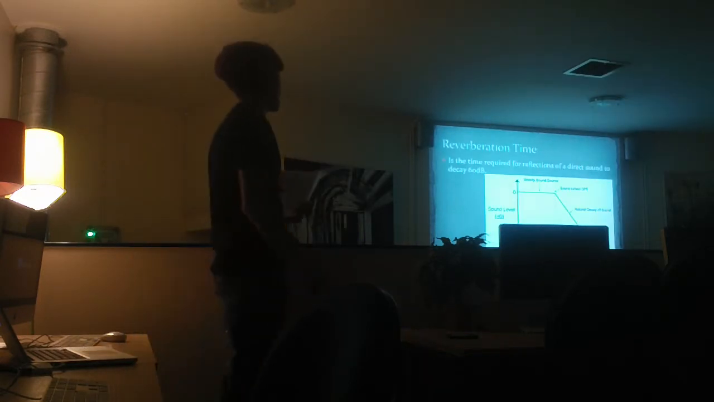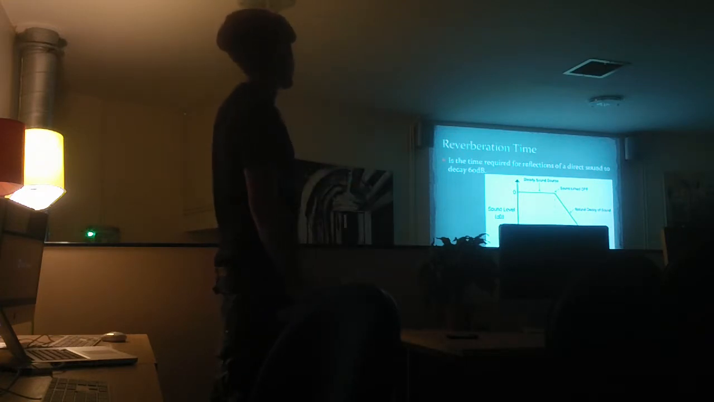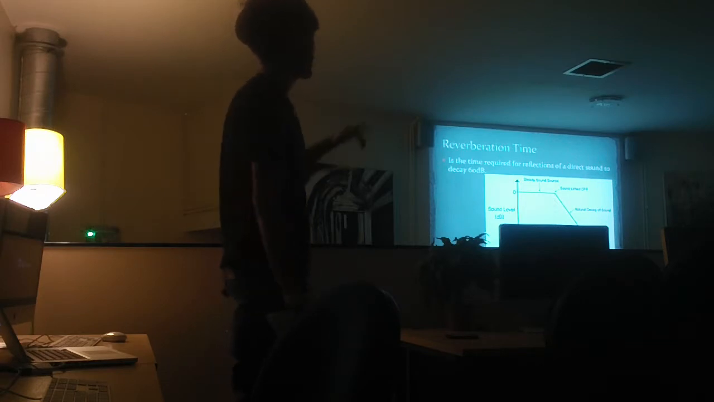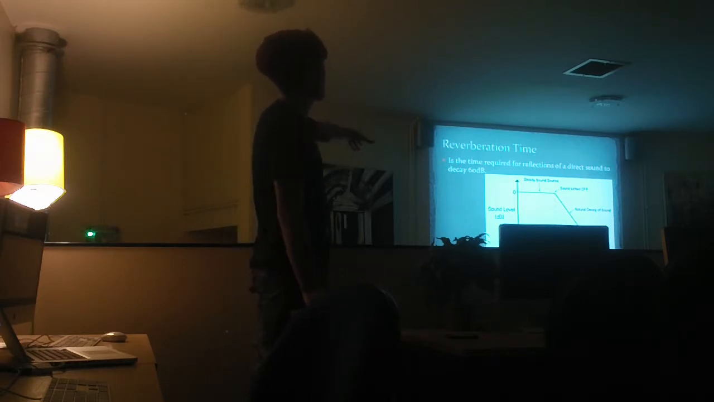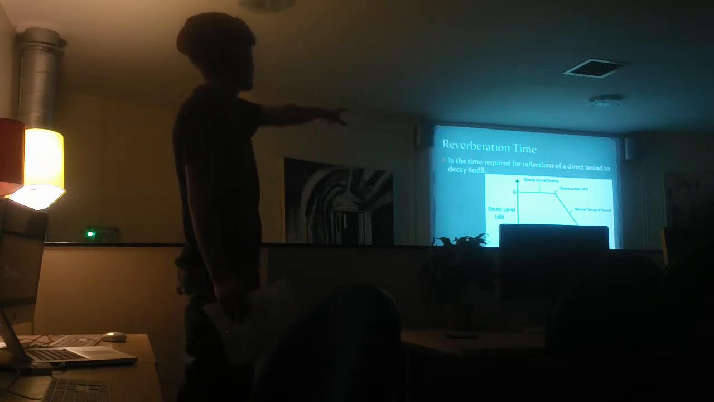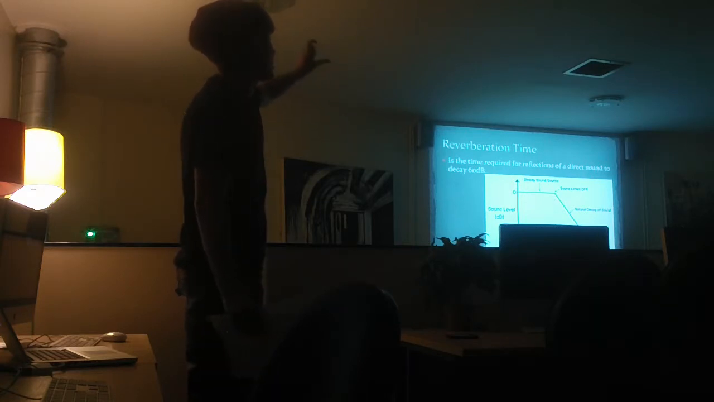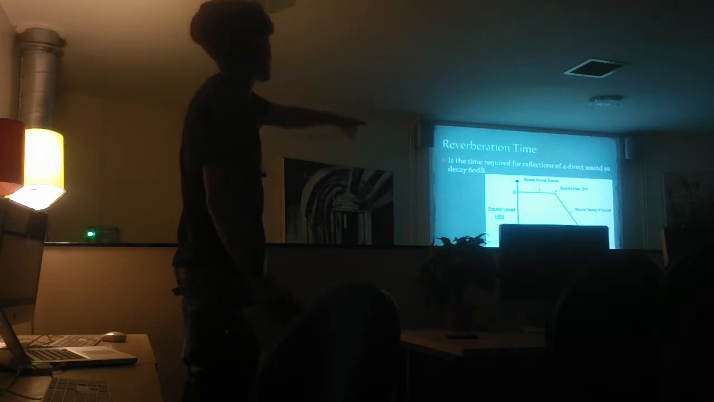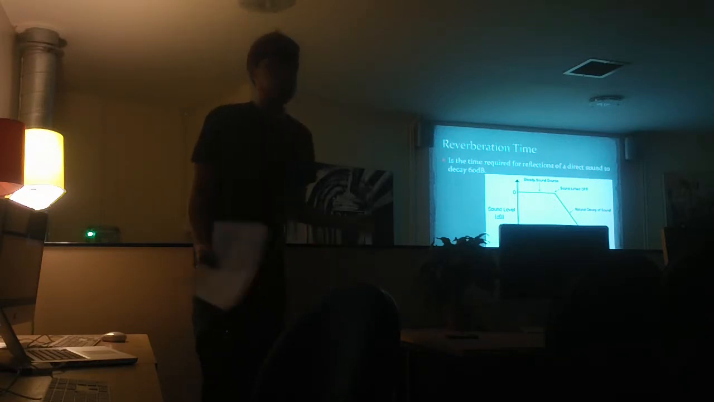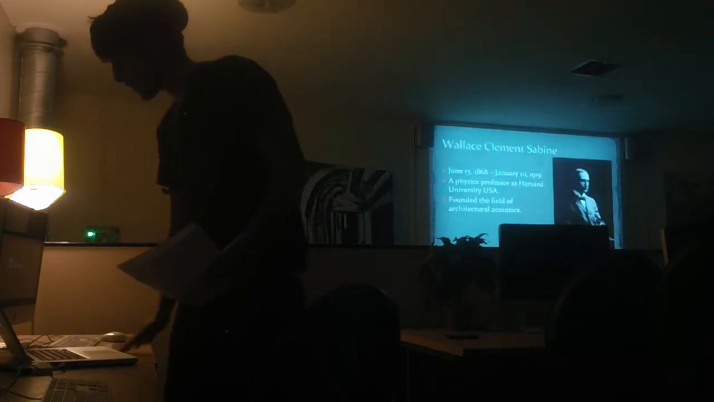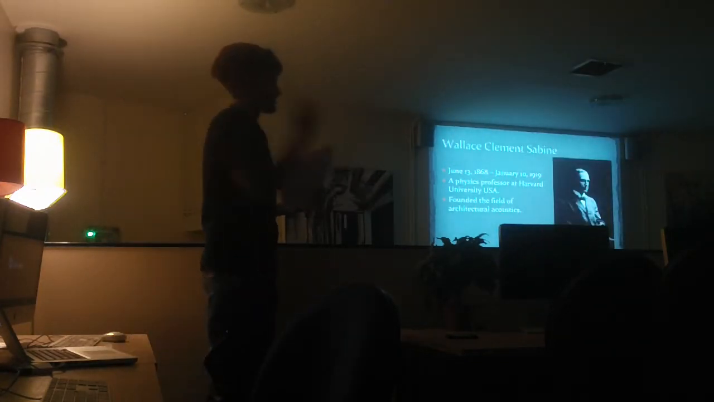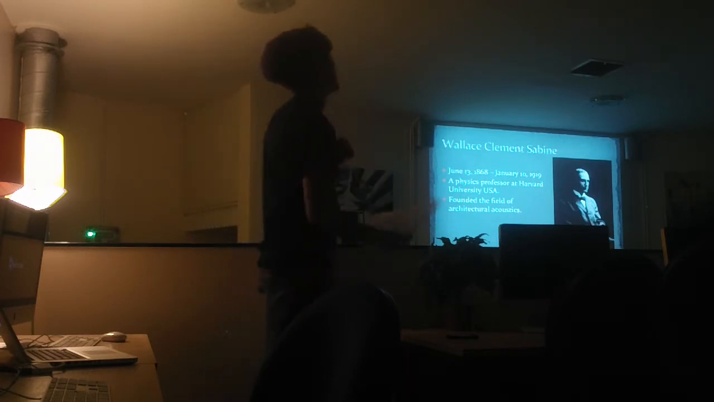Okay. Reverberation time is the time required for the reflections of a direct sound to decay by 60 dB. You can see on the graph, you've got the sound level on the left-hand side, which is measured in dBs, and the bottom axis is time. When the sound is turned off, with the arrow you can see the point where the bend is, with the blue line, that's the decay, and then when it hits the 60 mark, that's when the reverb stops. Reverb time, essentially.